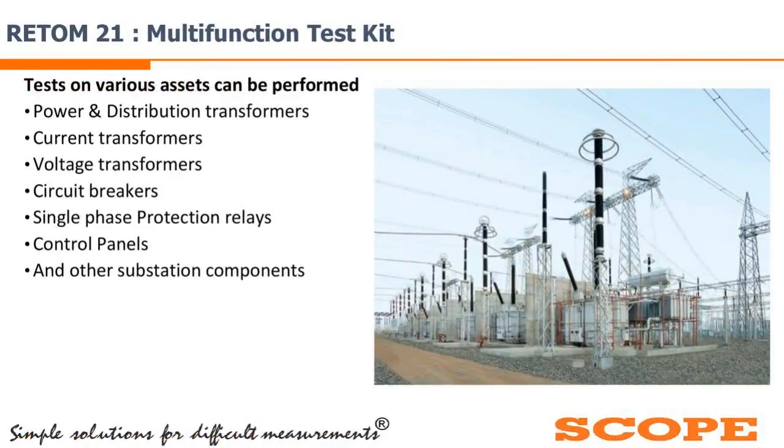Here you can see with the RATOM 21 we can test various assets of the substation. We can test power transformers, similarly distribution transformers, current transformers, voltage transformers, similarly circuit breakers, single phase protection relays, control panels and other substation equipment with the help of a single test kit, that is RATOM 21.